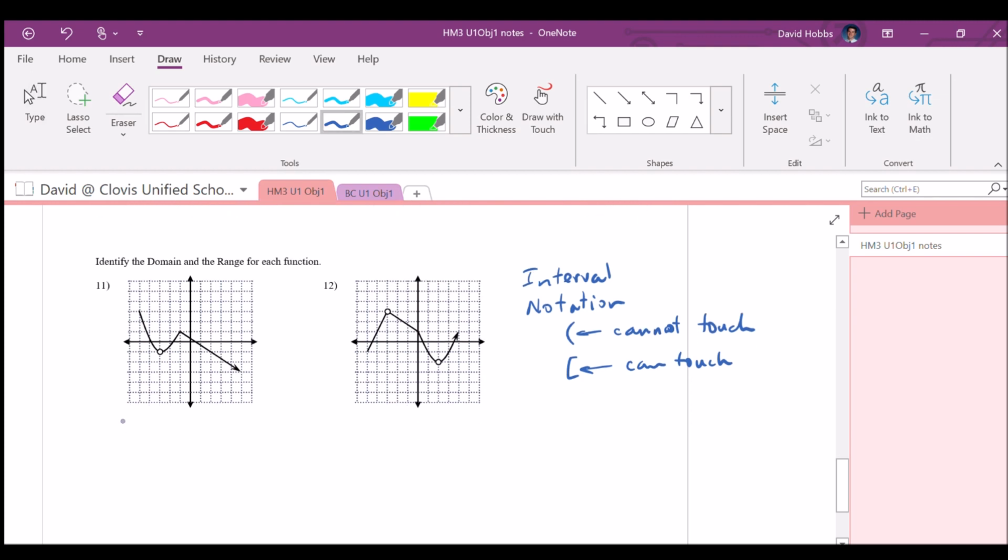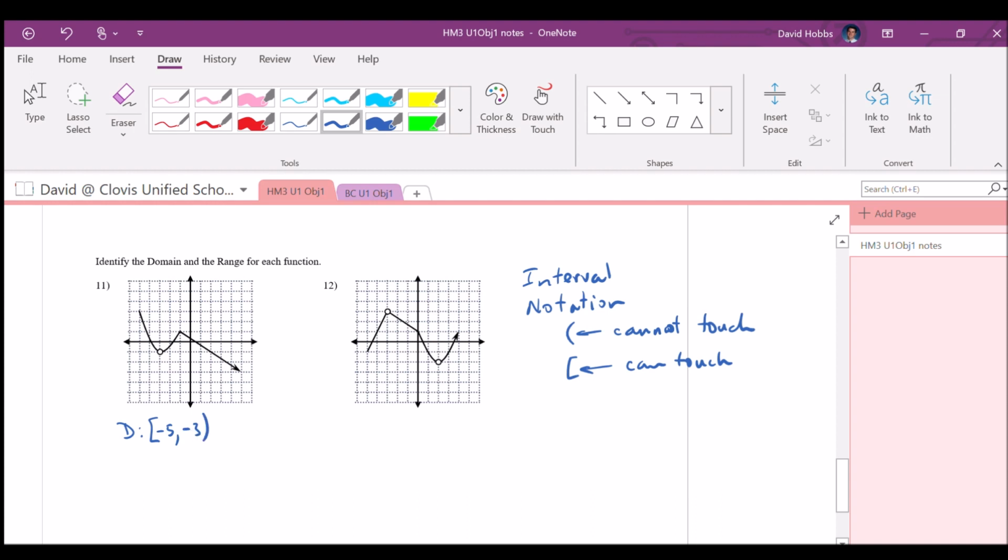Okay, let's talk domain here first. Number 11. So, by the way, hollow dot means you can't touch the point. Arrows mean that it continues on. And if it doesn't have an arrow, that means it's just starting right there. Okay, so I can touch that point. What is that point? 1, 2, 3, 4, 5, -5. So I can touch -5. And as I go to the left, try to not get mixed up with the range right now. As I go from -5 to -3, I can't touch -3.